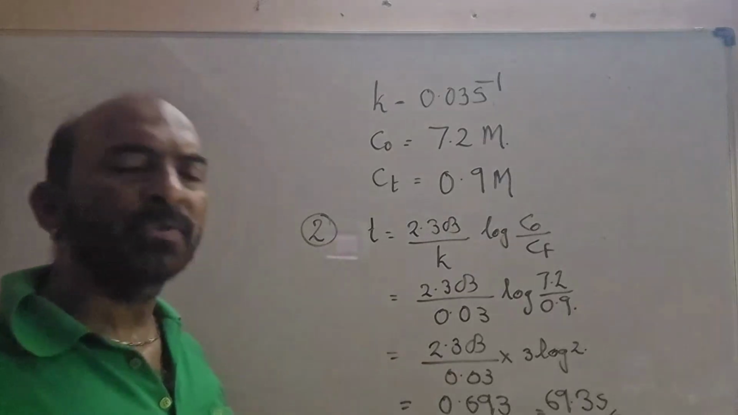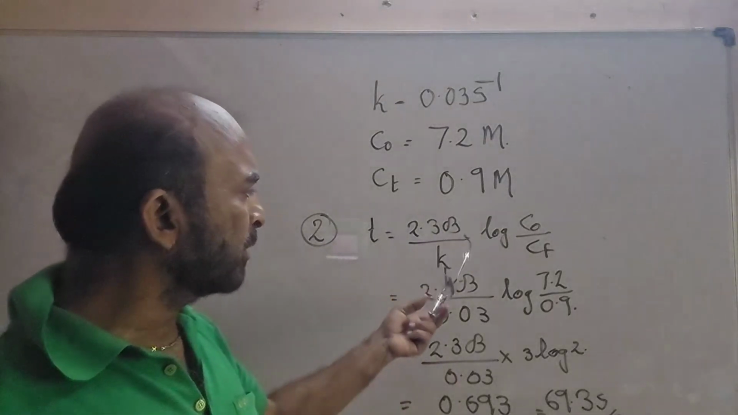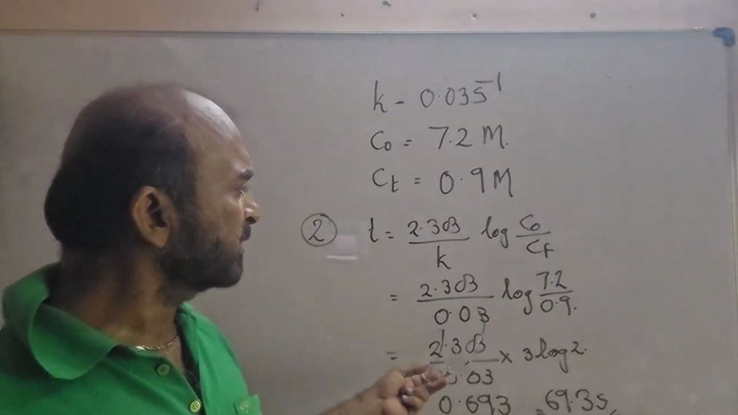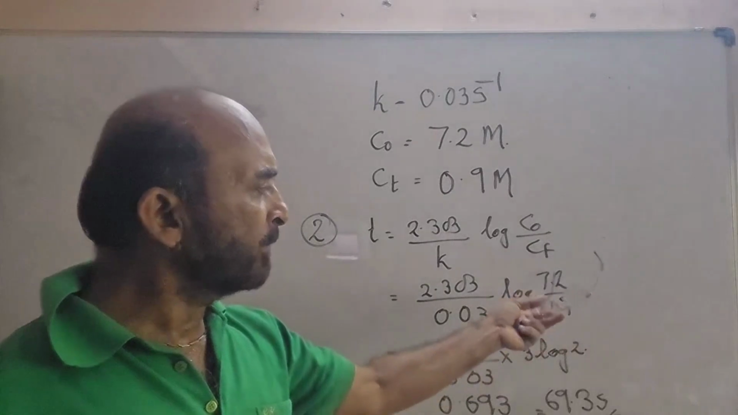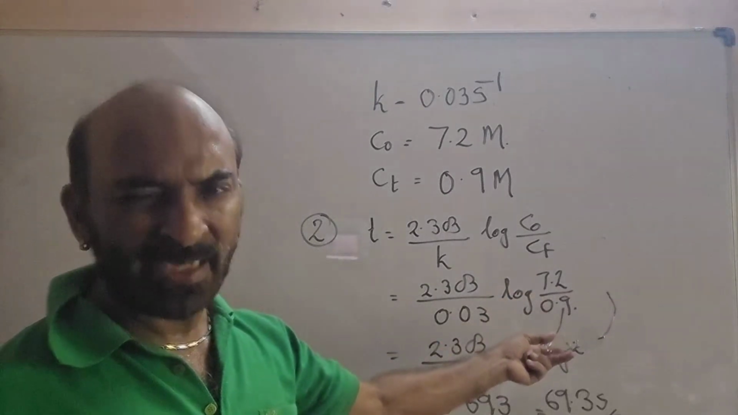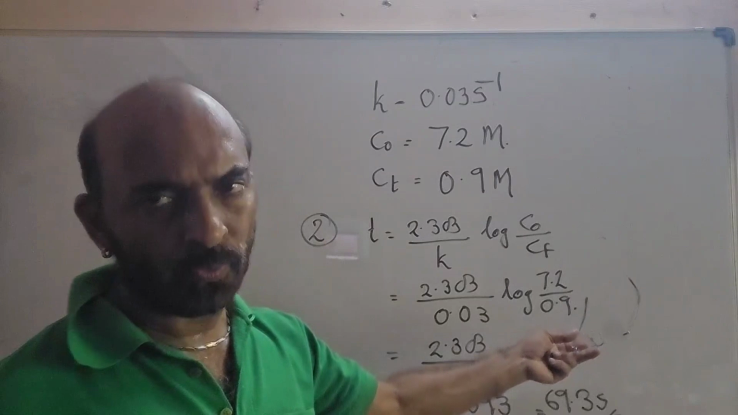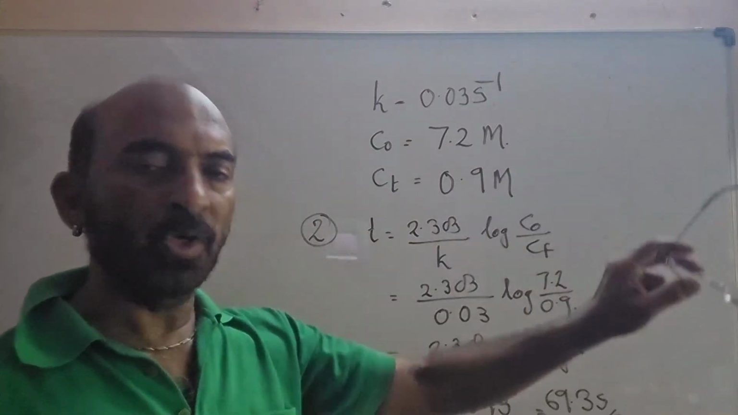You can directly use the integrated rate law for the first order. t is equal to 2.303 by k log C0 by Ct, isn't it? 2.303 by 0.03 log 7.2 by 0.9. 7.2 by 0.9 is 8. So log 8. Log 8 is 3 log 2. Log 2 to the power 3 means 3 log 2.